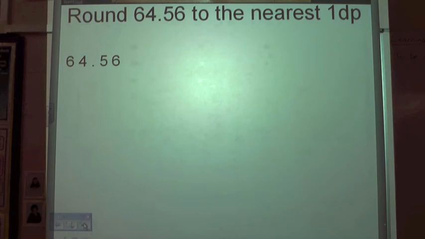Right, so we've looked at rounding to the nearest 10, 100 and 1000. Now we're going to look at rounding to decimal places. Quite often this is the one that confuses people. The rules are the same. We just have to locate which number we are rounding to, in which case this is the first decimal place. So it's the first number after the decimal point.